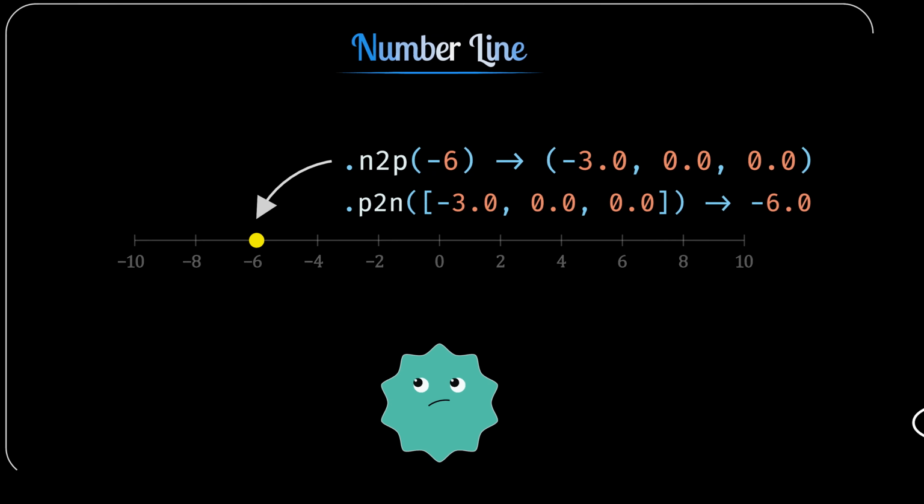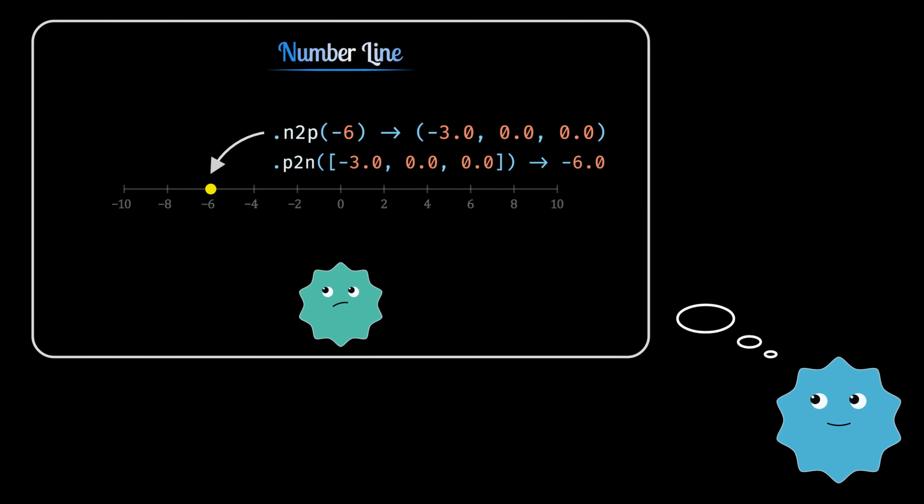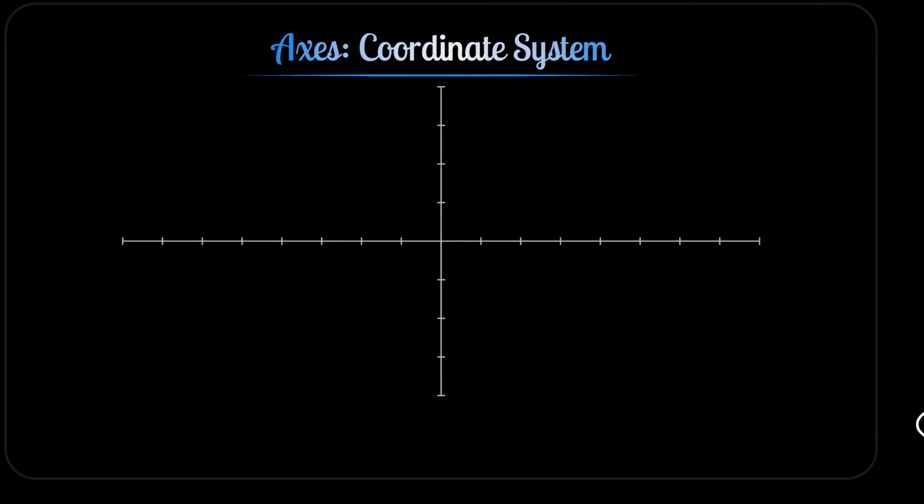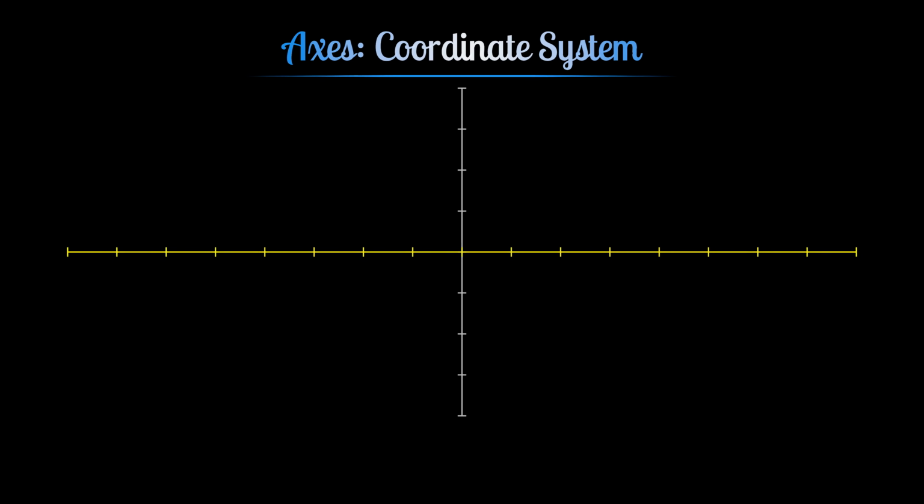Now, enough we know about the number line. We have everything to understand the creation of axes. So let's finally head back to the Axes class to draw some graphs. We are already familiar with this horizontal number line, which is the x-axis, and the vertical one is the y-axis.